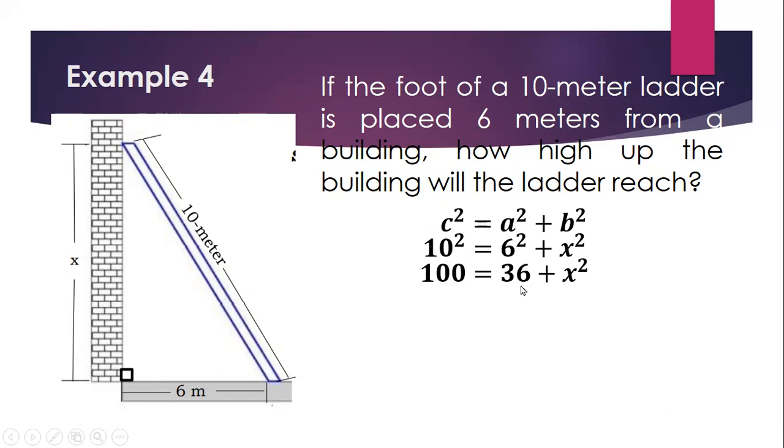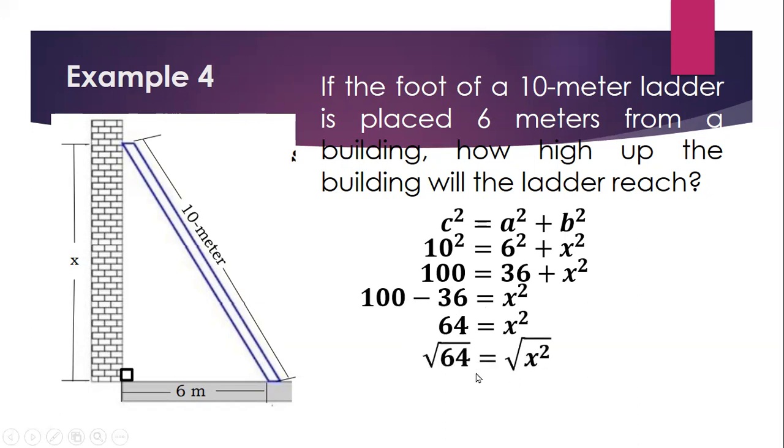Okay? And then gagamitan natin ng addition property of equality si 36, para mapunta siya dito sa kabila at para matira si x dito sa side na to. So we have 100 minus 36 is equal to x squared. So let's subtract 100 and 36. 100 minus 36 is equal to 64. So to get x, we need to extract the square root of both sides. So we have the square root of 64 is equal to the square root of x squared. So our x is 8 meters. So our answer is 8 meters.